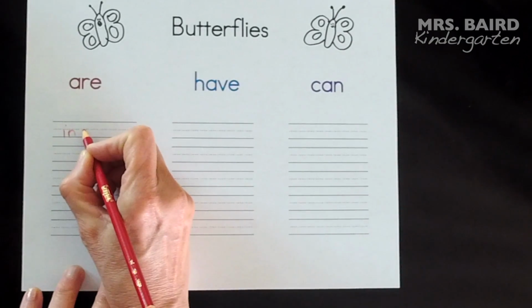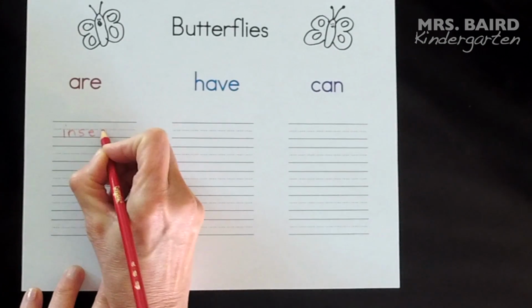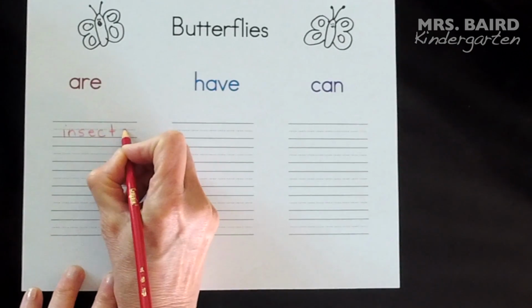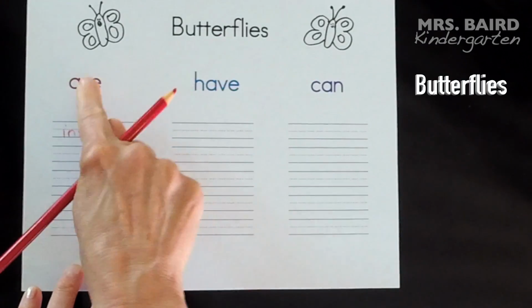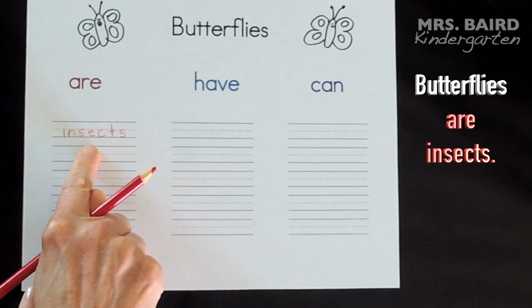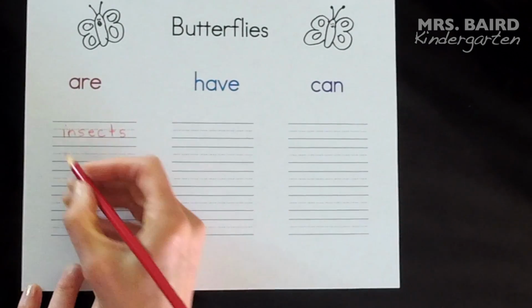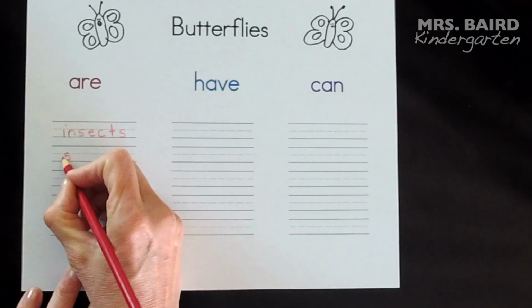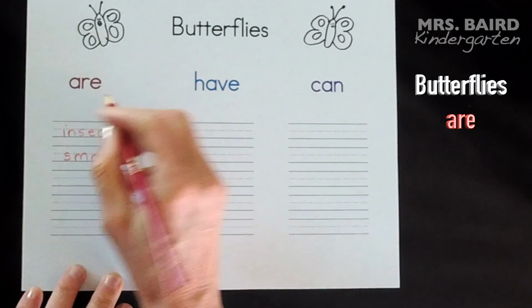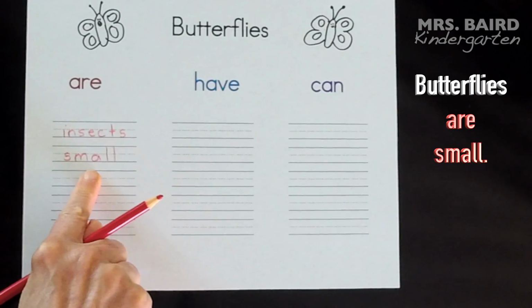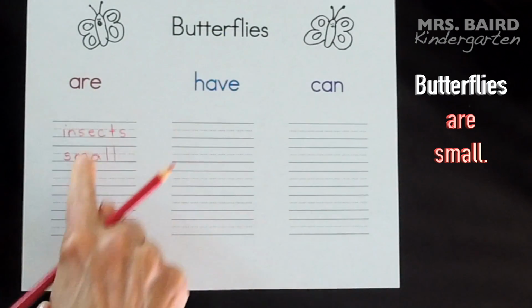So butterflies are insects. Now, each time I write a word down on the line here, I want to think of saying it in a complete sentence, so it would be butterflies are insects. Now, butterflies are also the smallest of the animals. So I could say butterflies are small. That is good information. Butterflies are small.